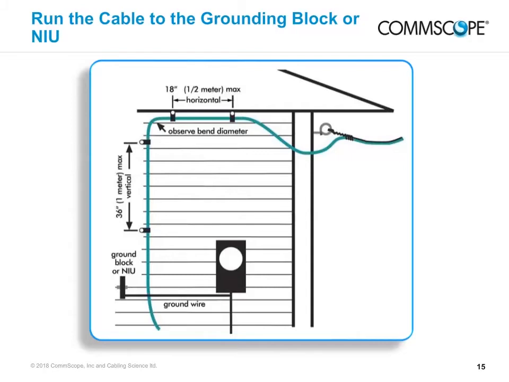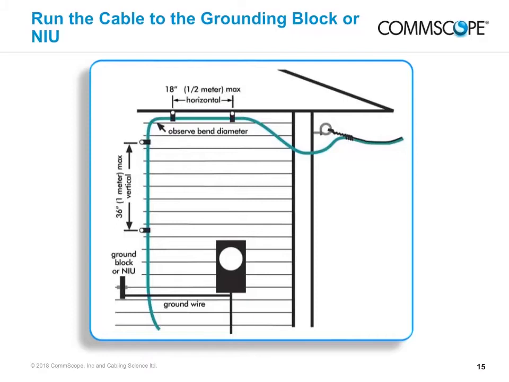Strip the remaining messenger wire from the coax. Route the cable from the attachment point to the grounding block or the entry point for the NIU. The path should follow the architectural details of the residence, running down at the corners and across at beams and seams in the siding. Use cable clips to attach the coax to the house.